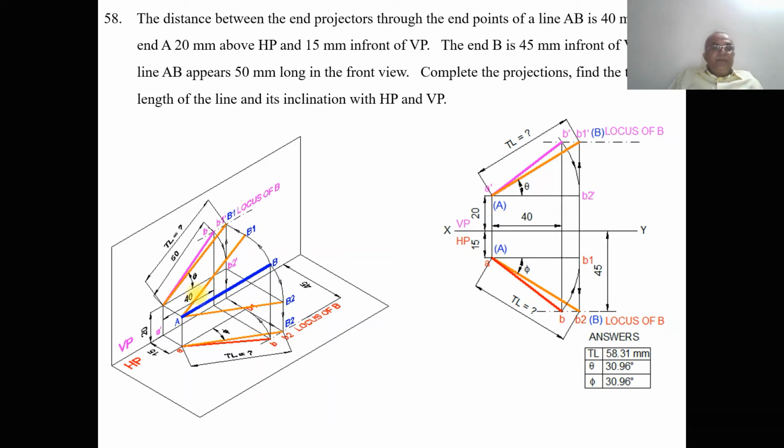The inclination made by this with respect to HP is called theta, which is the true inclination with respect to HP. Now similarly, we need to find out the true length and the true inclination with respect to the vertical plane. To do that, with A as center, taking the radius of capital AB, you rotate it such that both A and B2 are above HP by 20 mm.